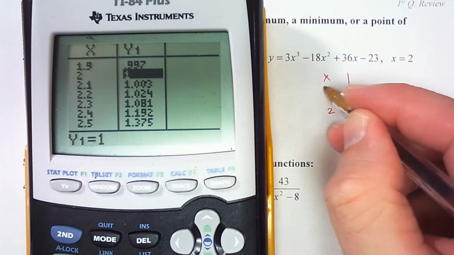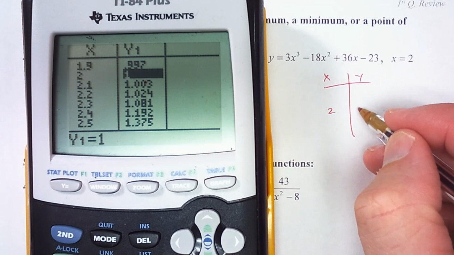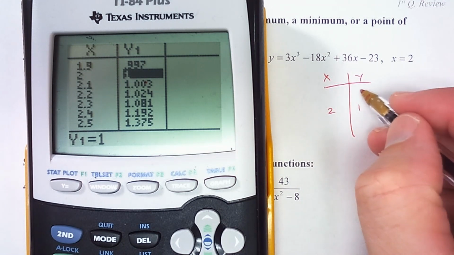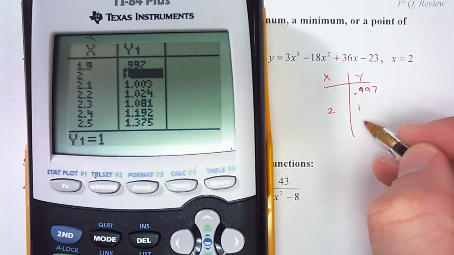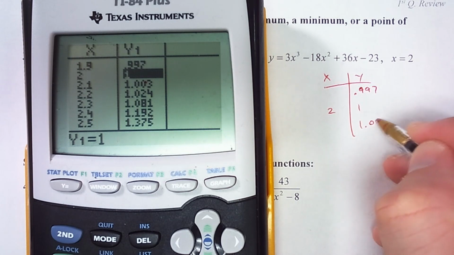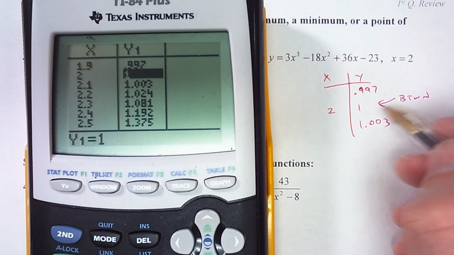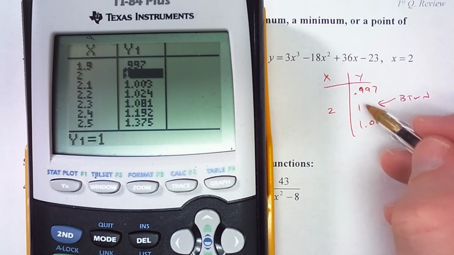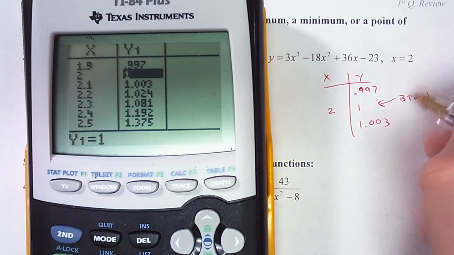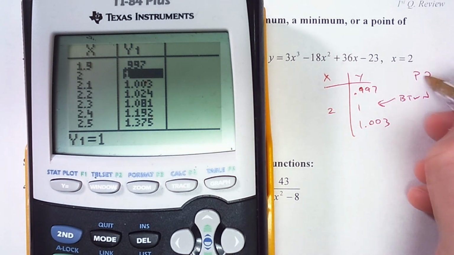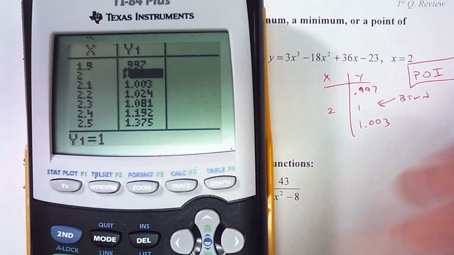So at x is 2, we have an output of 1. Right above that is 0.997. Right below that is 1.003. Now this is between those two. Okay, it's not the highest of these three, it's not the lowest, it's between them, which makes this a point of inflection.